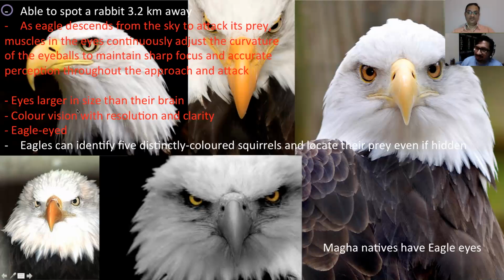And the final thing is that an eagle can identify 5 distinctly colored squirrels and locate them even if hidden. So it is showing this excellent predator nature that Magha natives have, that Magha Nakshatra possesses. So it's as if there may be 60 different enemies attacking these Magha natives. Then the Karakatattva of the planet will clearly show them. They'll be able to see what is going to happen long before it happens, and because of which they are able to easily evade the enemies.